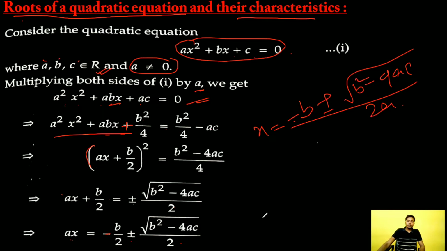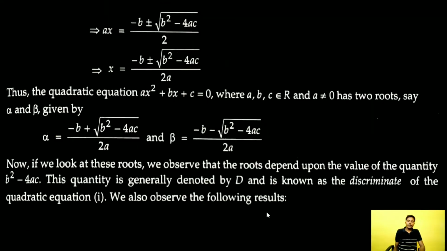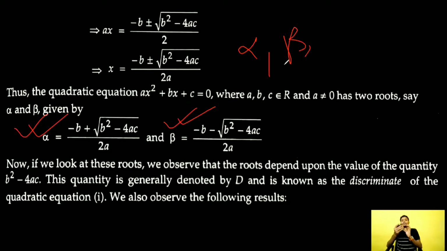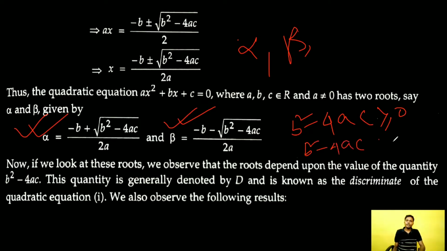So there are two roots. We can denote them alpha and beta. This is alpha, this is beta. Okay, now these two roots alpha and beta may be complex or may be real numbers. Now when will these two roots alpha and beta be complex or real? If b square minus 4ac is greater than or equal to 0, then these roots alpha and beta are real numbers, and if b square minus 4ac is less than 0, then these two roots alpha and beta will be complex numbers.